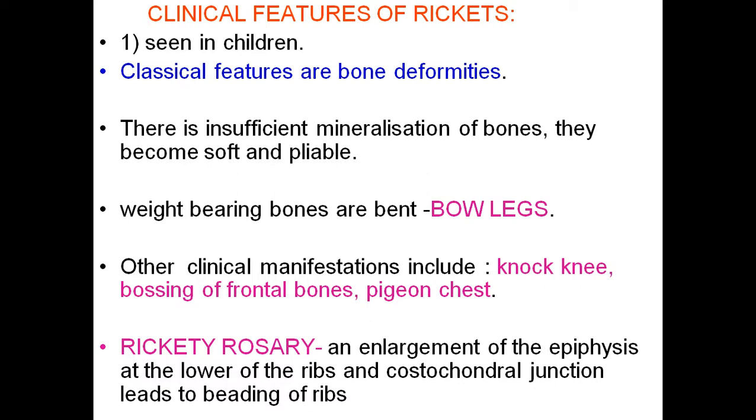pigeon chest, and rickety rosary. An enlargement of the epiphysis at the lower edge of the ribs and costochondral junction leads to the beading of ribs. That is called rickety rosary. This is the characteristic feature of rickets in children. So bow legs, knock-knee, bossing of frontal bones, pigeon chest and rickety rosary are the clinical features of rickets.